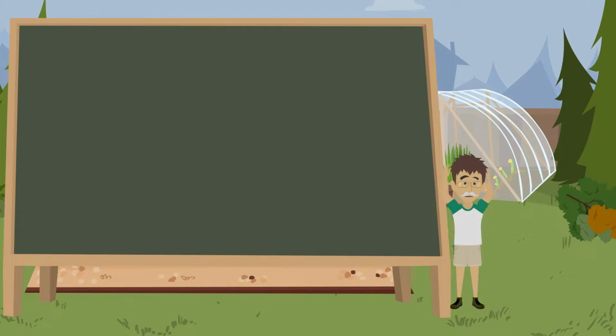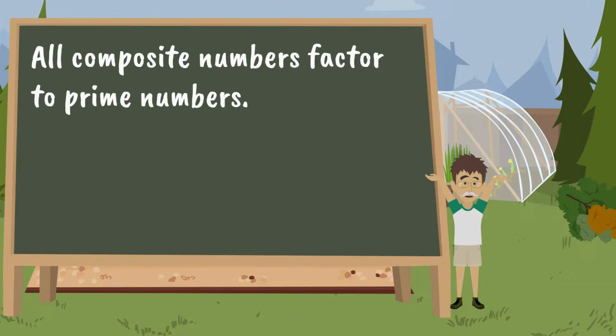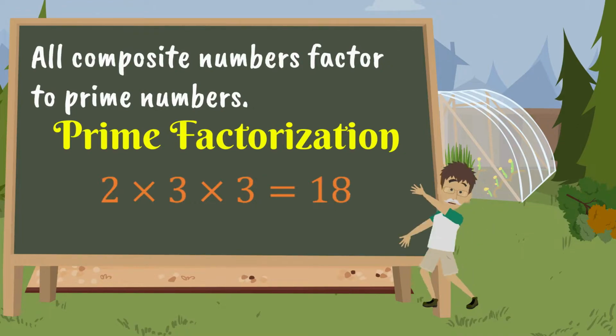One trait of composite numbers is that they factor into prime numbers. When we factor a number down to a set of prime numbers, this is called the prime factorization. For example, 2 times 3 times 3 is the prime factorization for 18. Every counting number 2 and greater has a unique prime factorization.